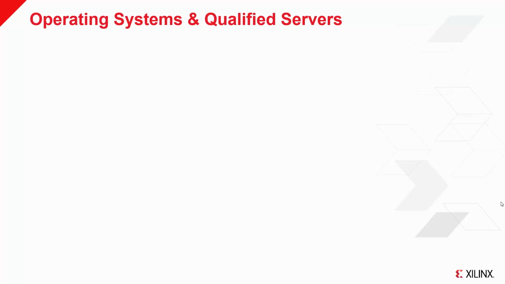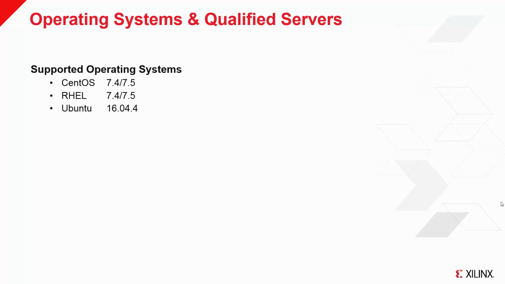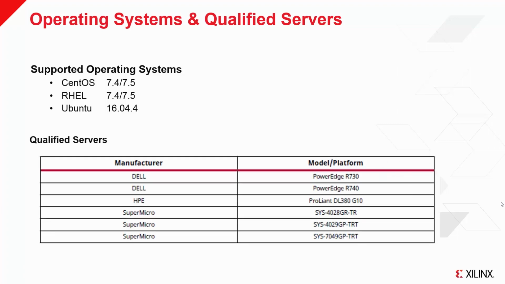Let's look at the supported operating systems and qualified servers. The Red Hat, CentOS, and Ubuntu operating systems are all supported with specific versions listed here. A list of qualified servers is also shown. It is recommended to use a qualified server to host your card. While you can use any server which meets the system requirements, card installation has been successfully verified by Xilinx on the following list of qualified servers. You can find the latest list of qualified servers along with supported operating systems and system requirements in the datasheet.